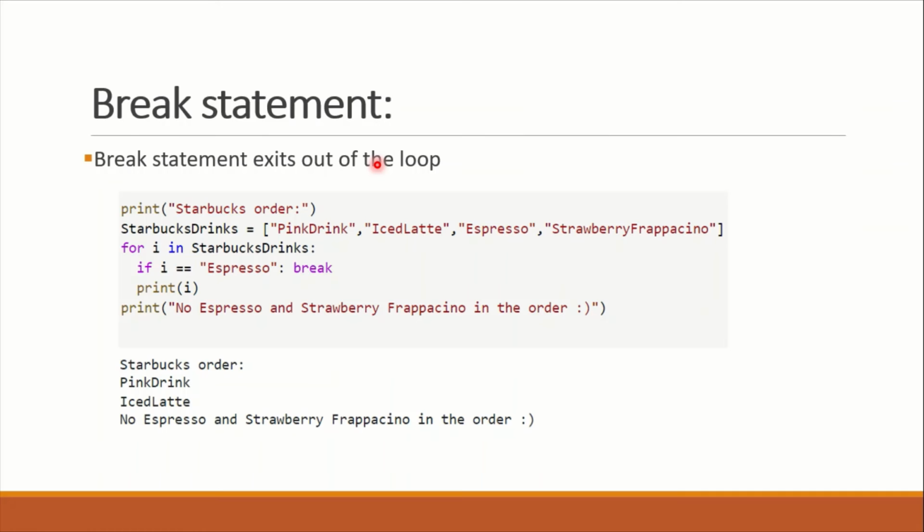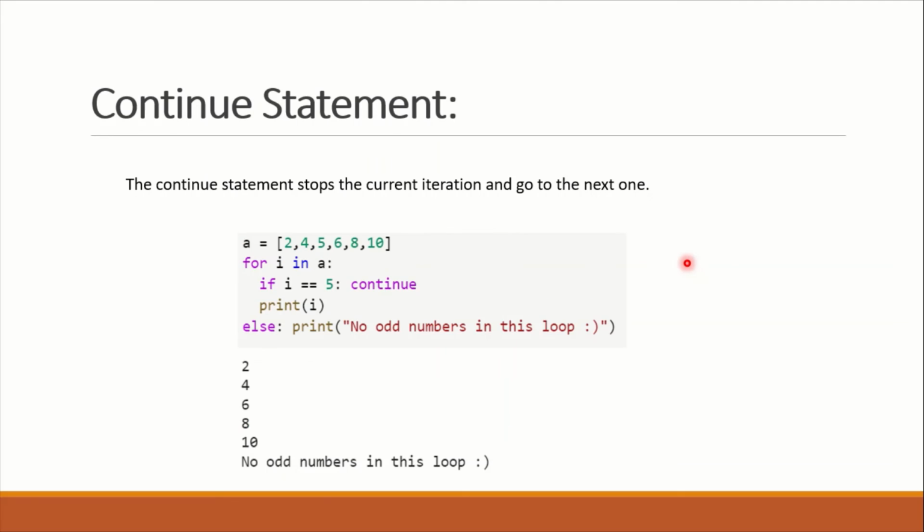Now commands and loops. So first, break statements. Break statements exit out of the loop. For example, a Starbucks order. There are 4 drinks in the Starbucks order, and if the order is espresso, then it's going to break out of the loop. So it's only going to print pink drink and iced latte, and no espresso or strawberry frappuccino.